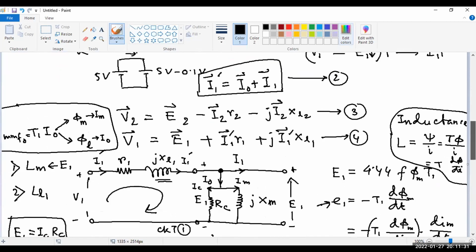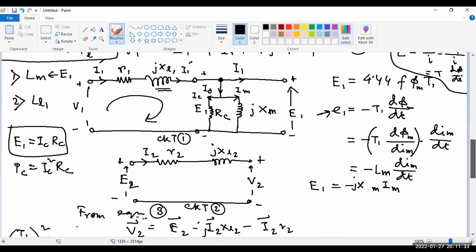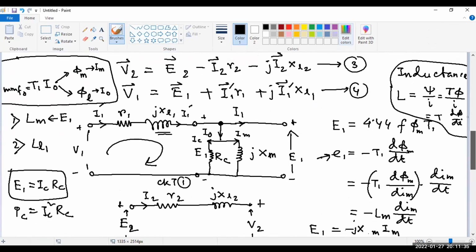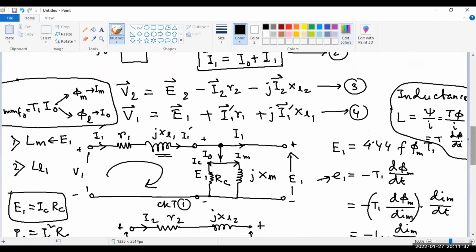Sir, the leakage reactance, that we can find. The leakage inductance we can find out by MMF. The leakage flux can be calculated by MMF, like N1 into I1 dash by reluctance.